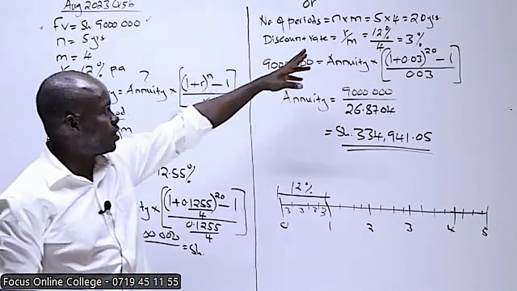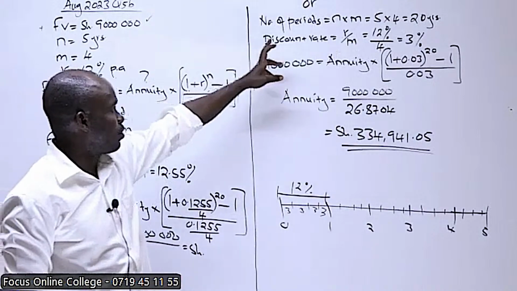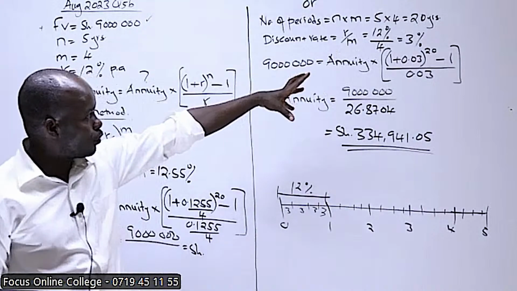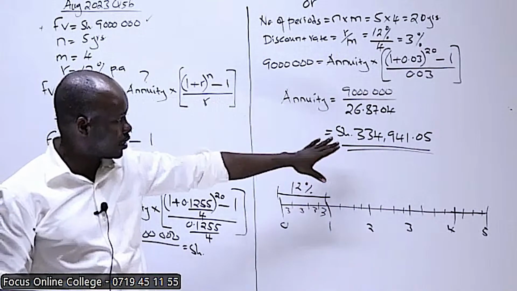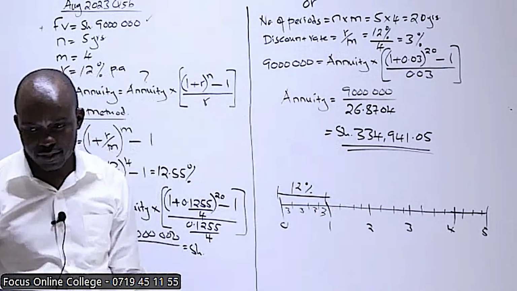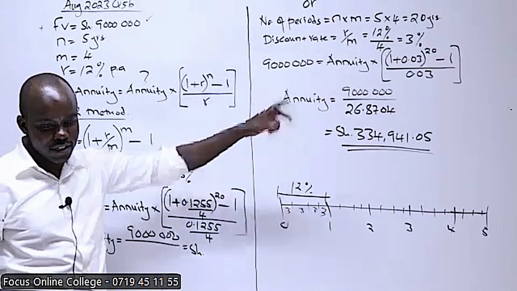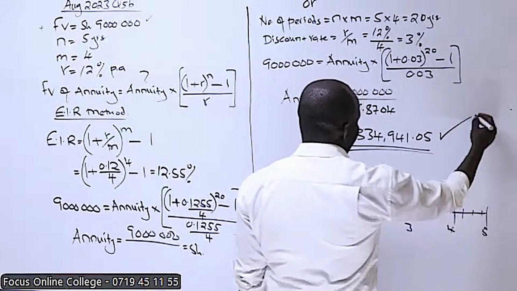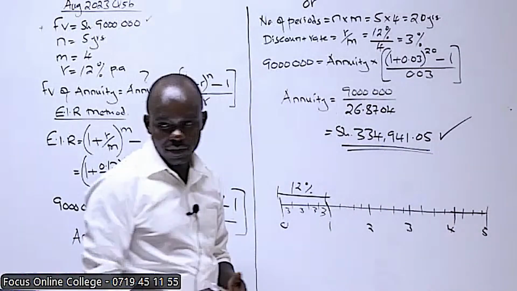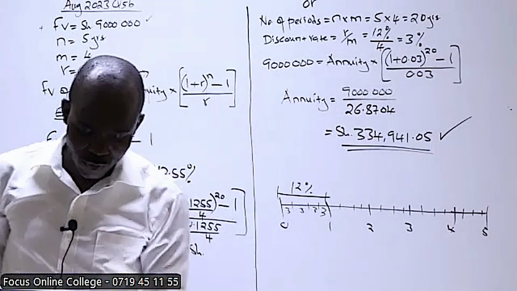Because here we've adjusted the number of periods, we have adjusted the discount rate, we are getting whole numbers. Then we apply the formula, we get this. So this is okay. Let's go with this. This is more accurate.